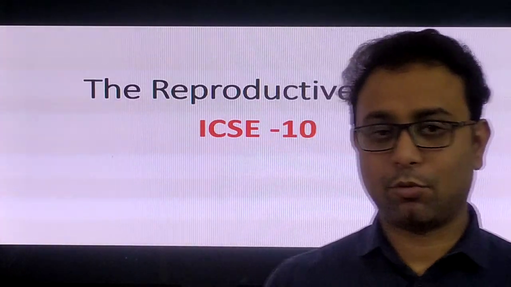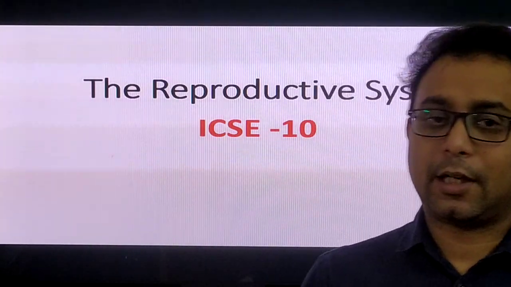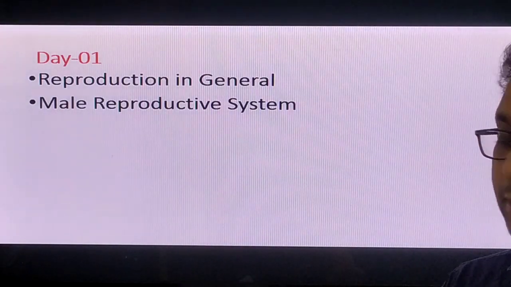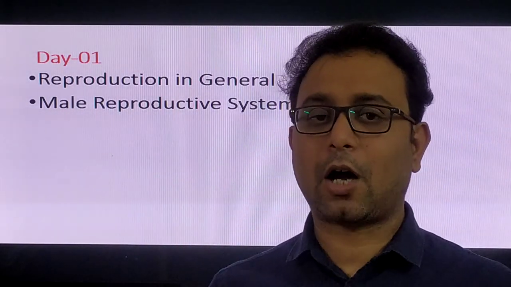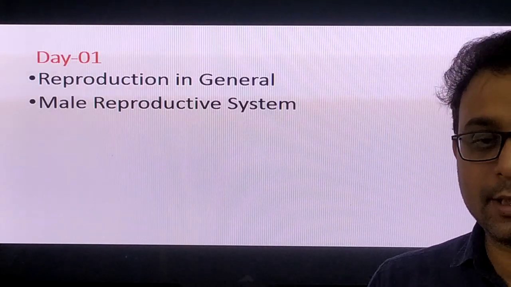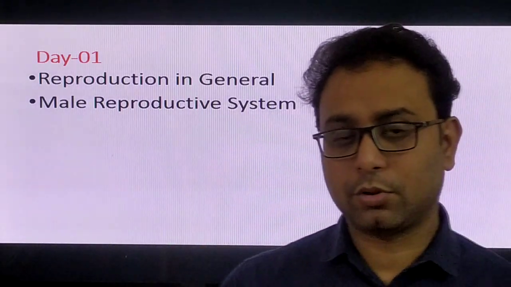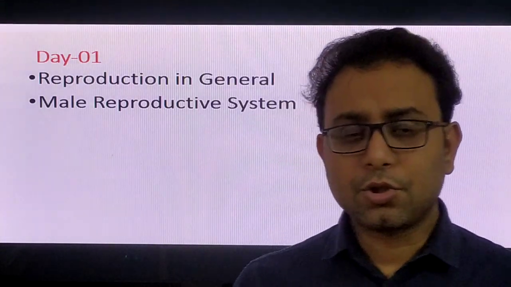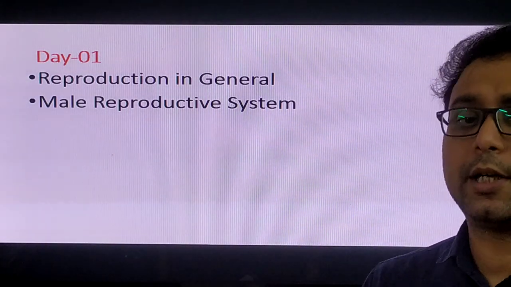So today we discuss the most important chapter, that is the reproductive system for ICSE class 10. This topic is divided over different days, and we have the first day. In the first day in our syllabus, we cover reproduction in general and the male reproductive system. These two topics we discuss in today's session, and they are very important for your ICSE board exam. This chapter is also there in the CBSE board and other boards, and it is very important in the science Olympiad exam also. So please concentrate on this chapter very carefully, because this chapter is important in a different way.